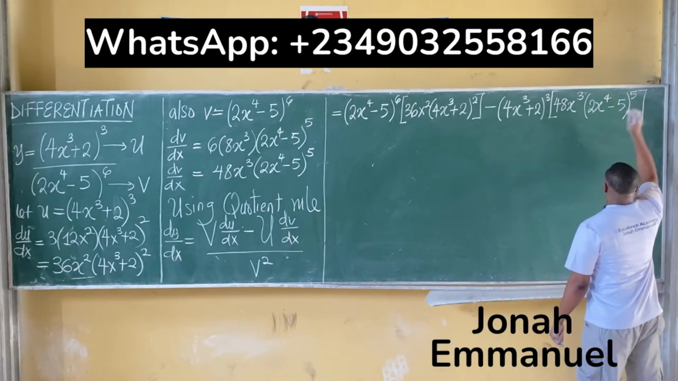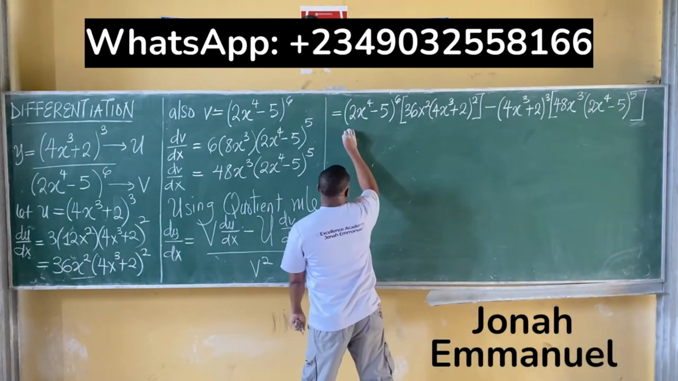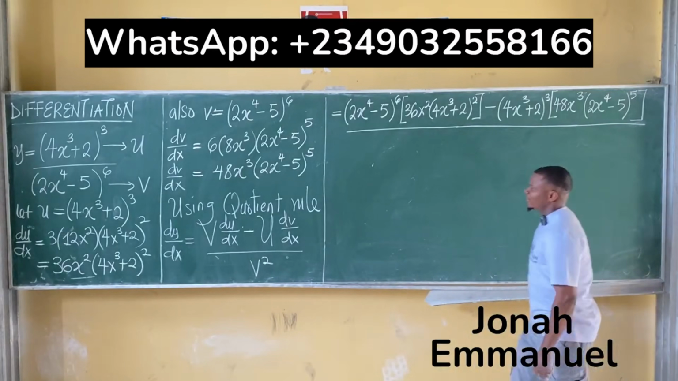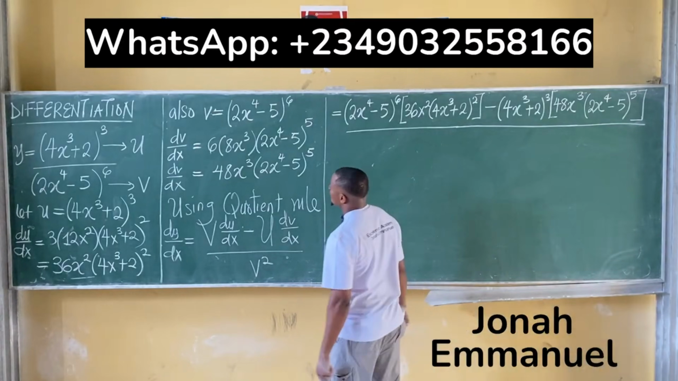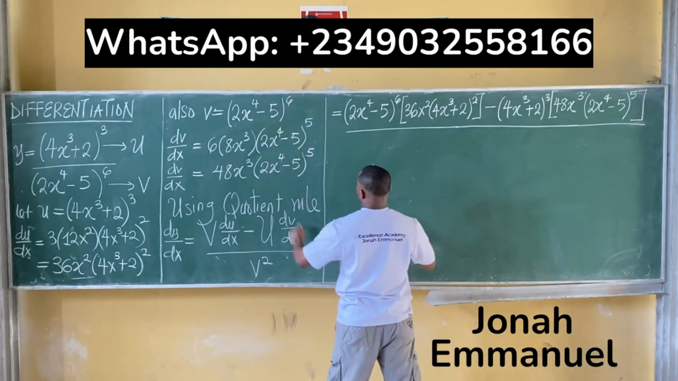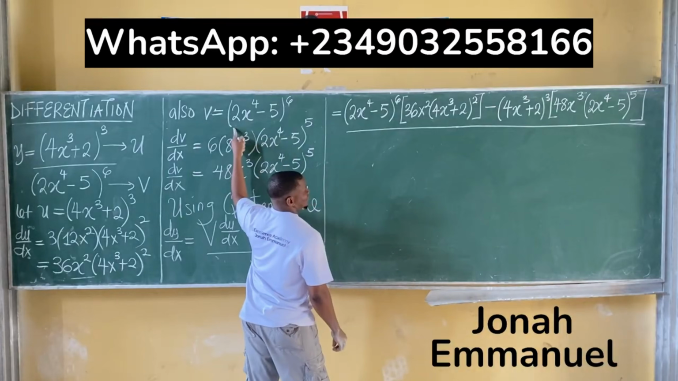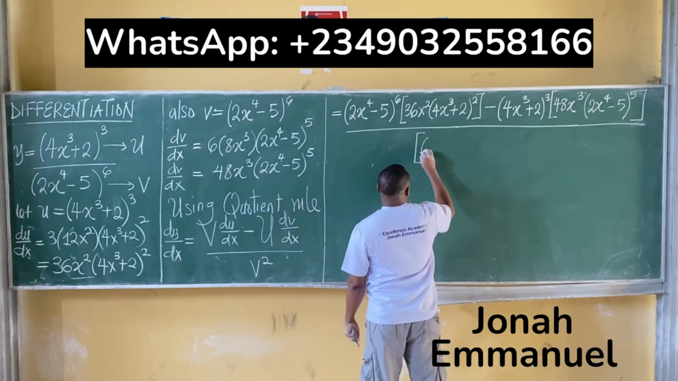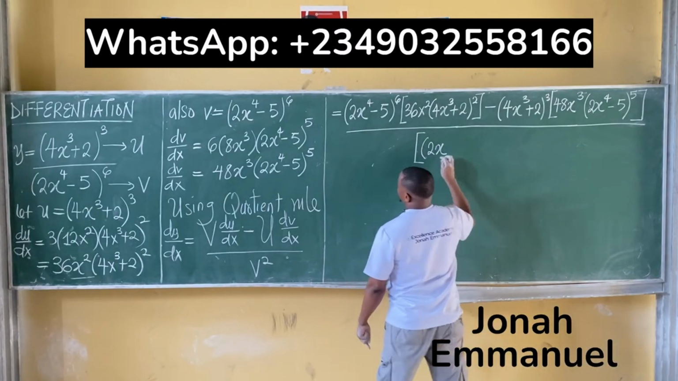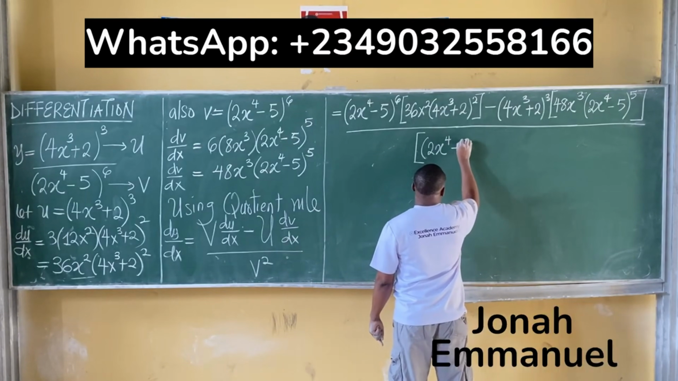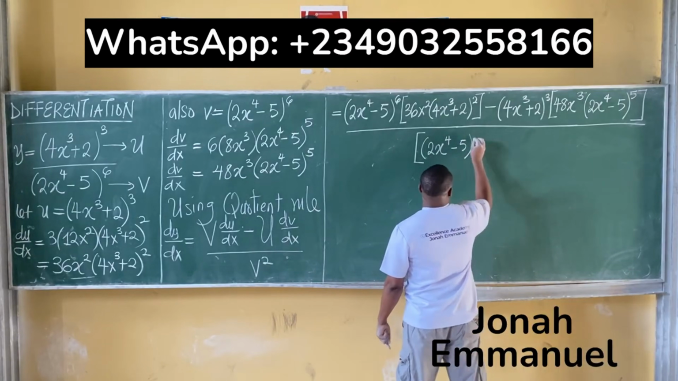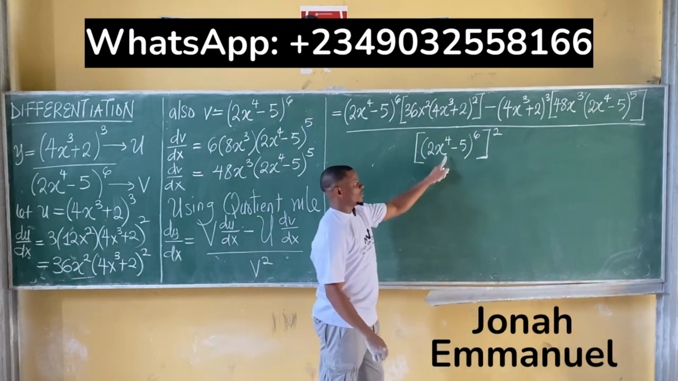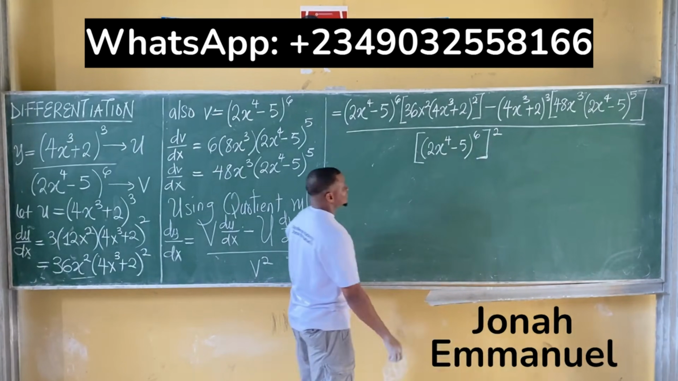Okay. This all over v squared. What's v? Now, since v already has a square bracket, I now use a round bracket. v squared becomes (2x to power 4 minus 5) to power 6, all squared. Please watch what I'm doing. v squared. So I have this.